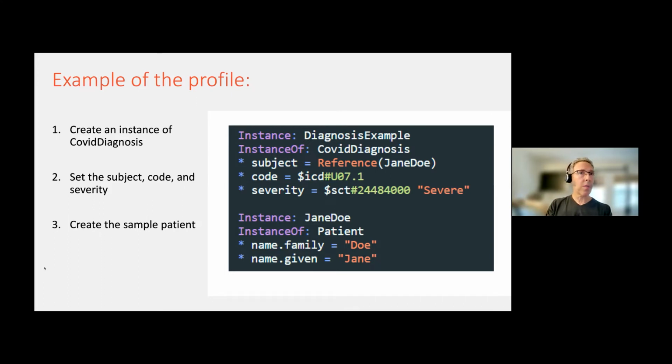And we'll set the severity in the case of Jane Doe. She's serious, but she doesn't have life-threatening COVID. And of course, we need to make Jane Doe herself. It's an instance of Patient, and we'll just give her a family name and a given name for now and call it quits. So next slide.